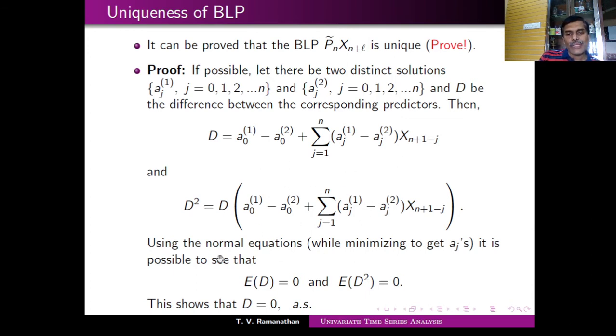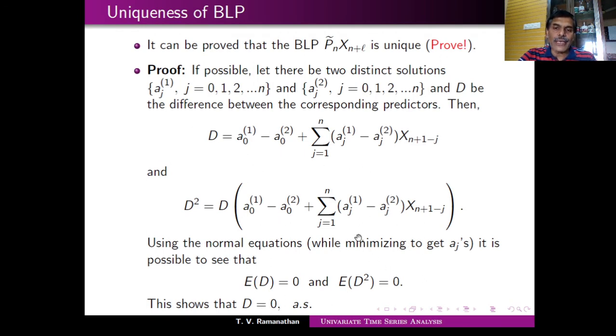Now if you look at the normal equations, it is possible to show that the expected value of D equals 0 and the expected value of D squared equals 0. If you have a random variable with expectation 0 and second moment 0, then that random variable is 0 almost surely, because the second moment is the variance. If the variance is 0, there is no variation at all, and the expectation is 0, so the random variable is almost surely 0. So D, the difference between them, is 0. We are saying that if there are two best linear predictors, then they are almost surely the same. Almost surely is important because we are talking about random variables.